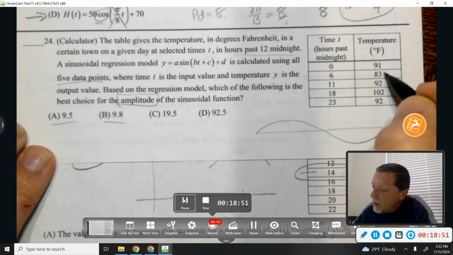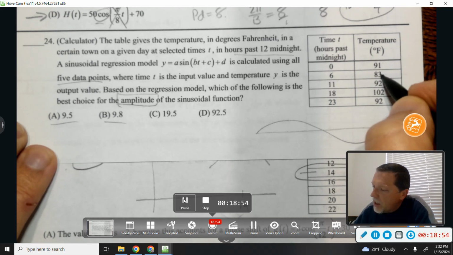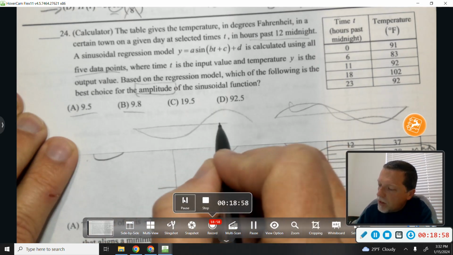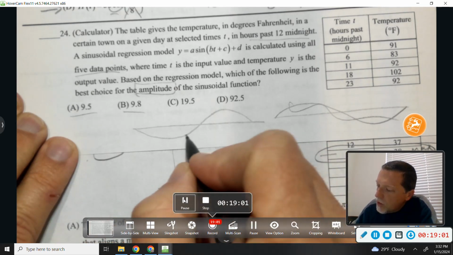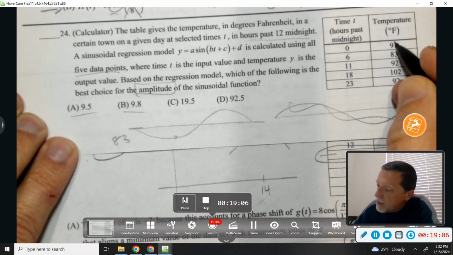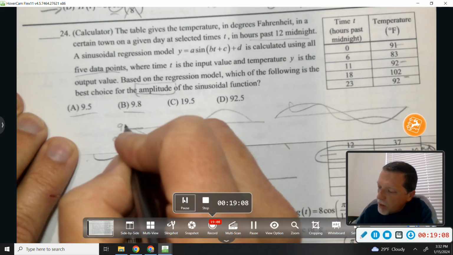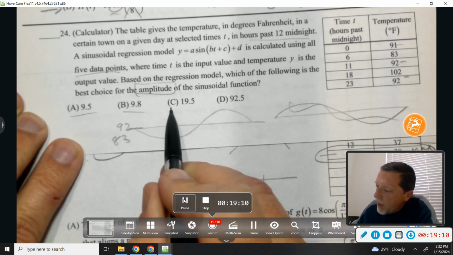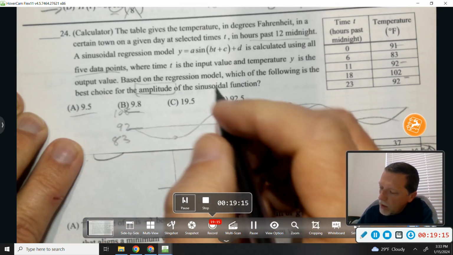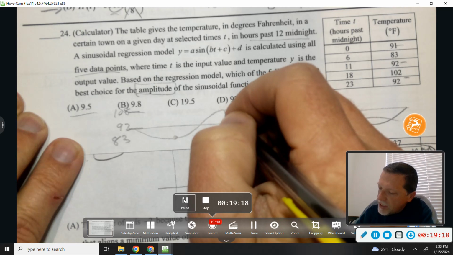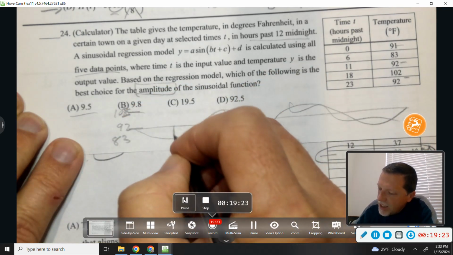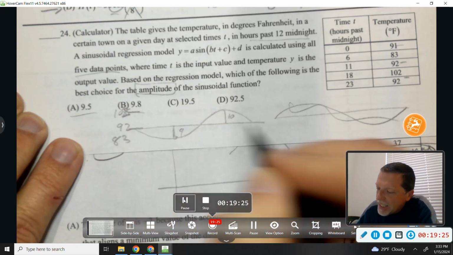Midline. No, my minimum's at 83. This looks backwards, right? Because it starts out going down, up, and then down again. So my minimum's 83. My middle is 91 or 92, something like that. And my max is 102. So my amplitude on one side looks like it's about 10. On the other side, it's about 9.